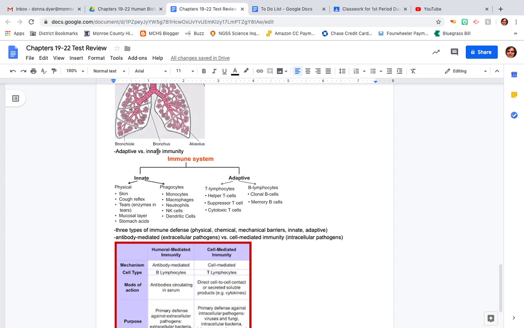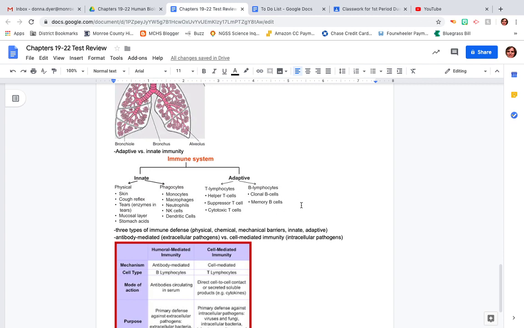It includes things like non-specific cells like macrophages, natural killer cells. It also includes things like your skin, your mucous membranes, your acid in your stomach, things like that. It also includes things like fever, inflammation. The adaptive immune system is specific. It is targeted towards specific pathogens. It includes both your T cells and B cells, which would be cell-mediated immunity and antibody-mediated immunity.